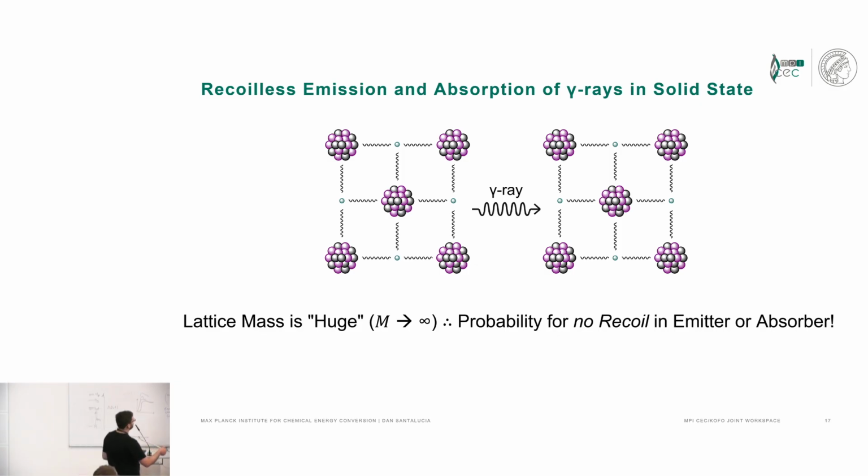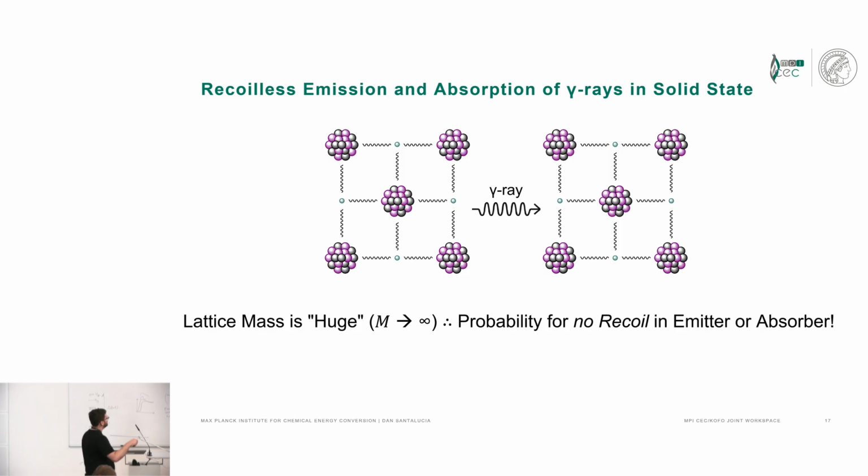So you can emit a gamma ray and absorb a gamma ray with a certain probability of having a zero phonon event. There's certainly a large probability in the phonon wings of fluorescence and absorption, right? But there is also finite probability of no zero phonon line, no change in energy.